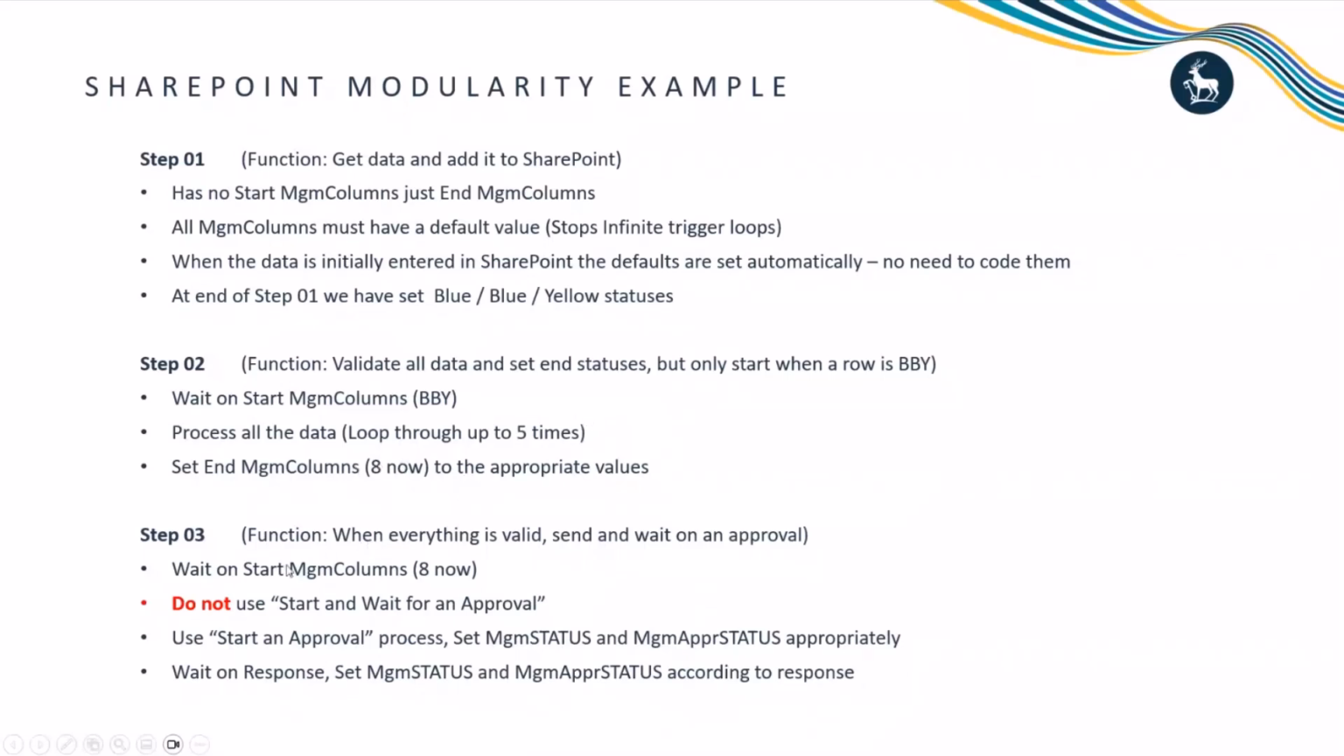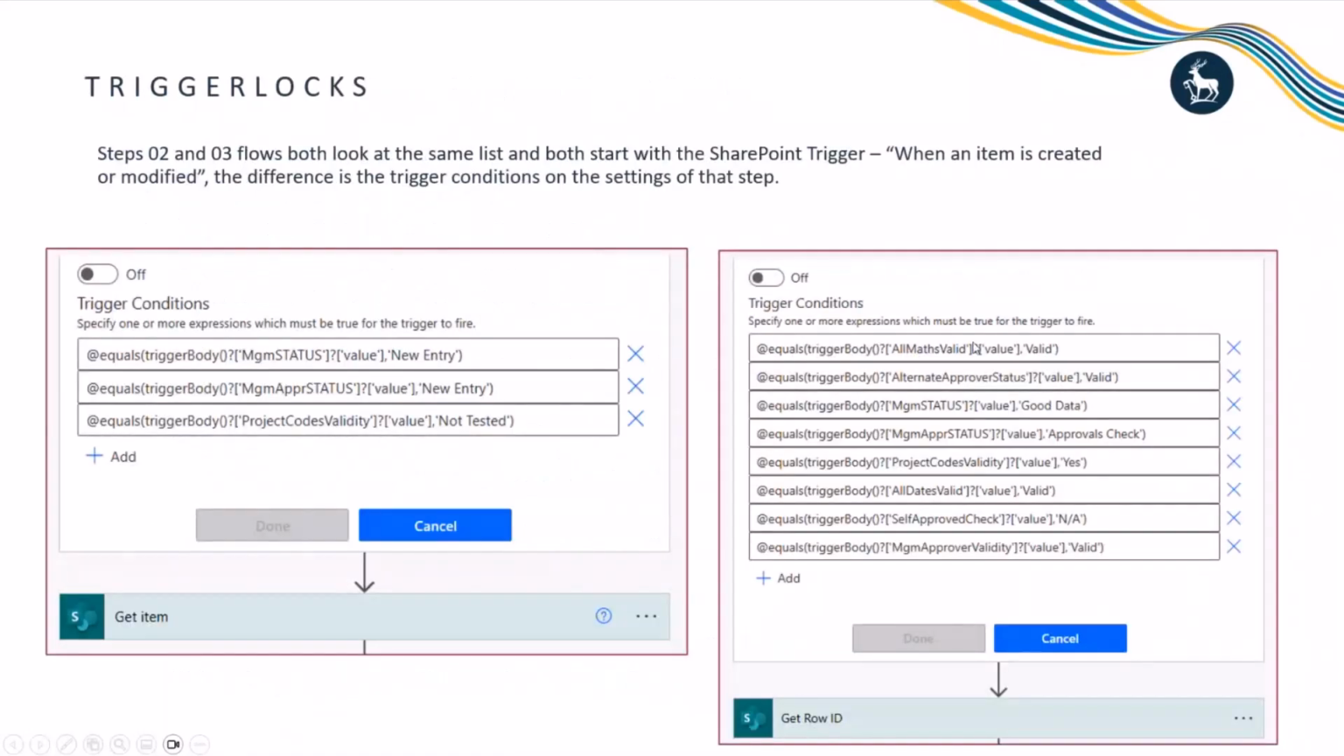And then step 3, it waits on those 8 management columns. And the key here, when using approvals, is do not use start and wait for an approval. Always use start an approval process, then set your management columns, and then wait on a response. And the response will then reset the management columns appropriately to the outcome. All right, so, well, how do we set those?